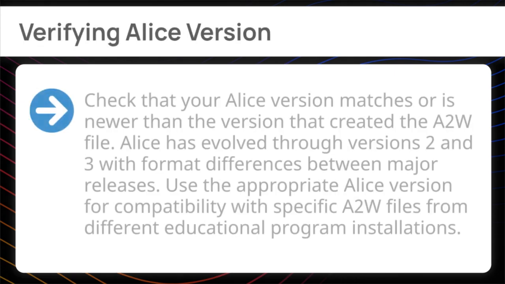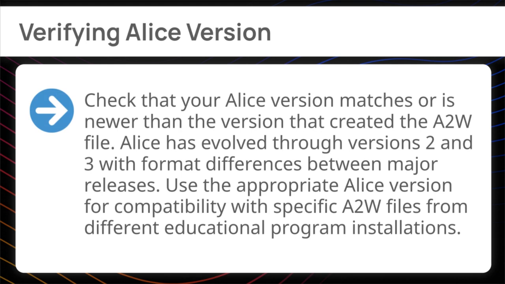Next, verifying Alice version. Check that your Alice version matches or is newer than the version that created the A2W file. Alice has evolved through versions 2 and 3 with format differences between major releases. Use the appropriate Alice version for compatibility with specific A2W files from different educational program installations.